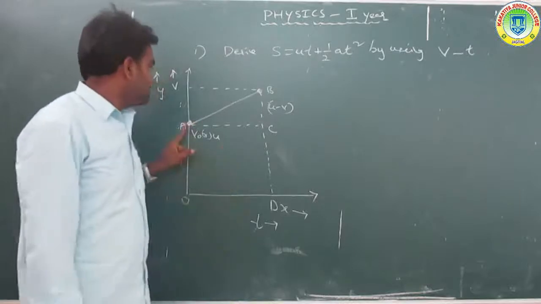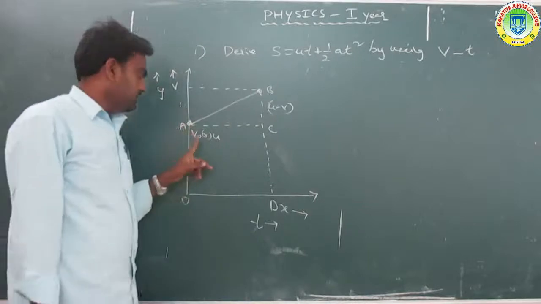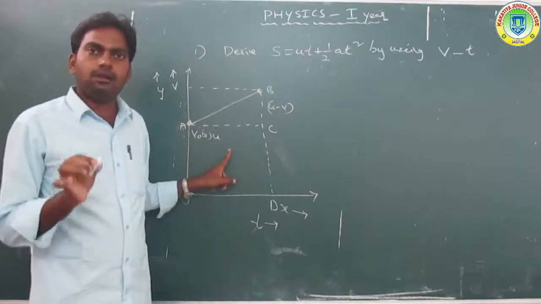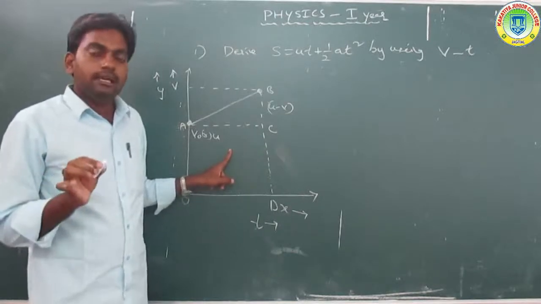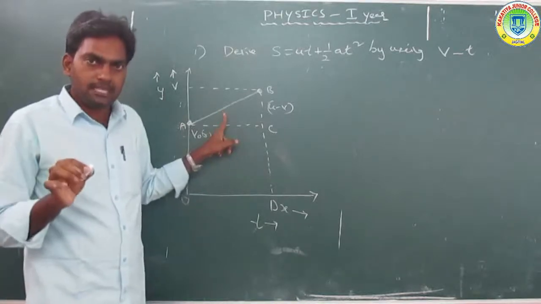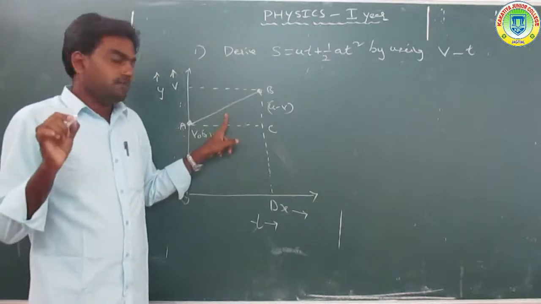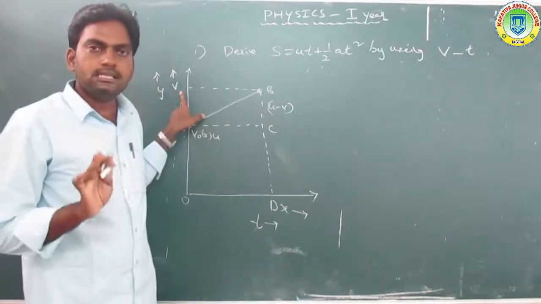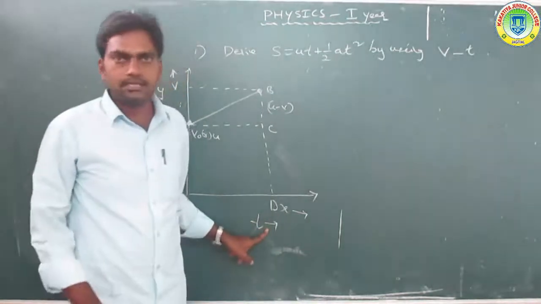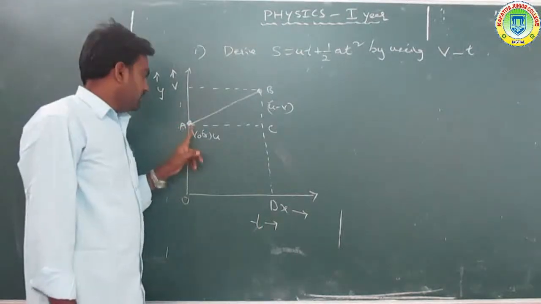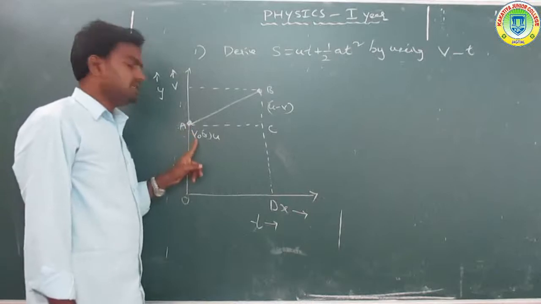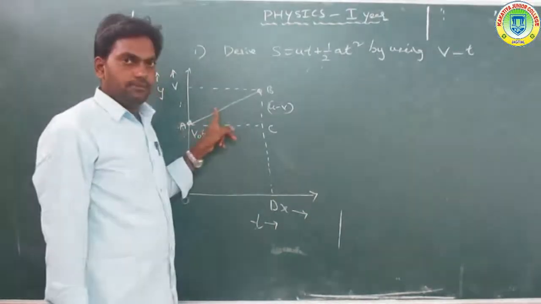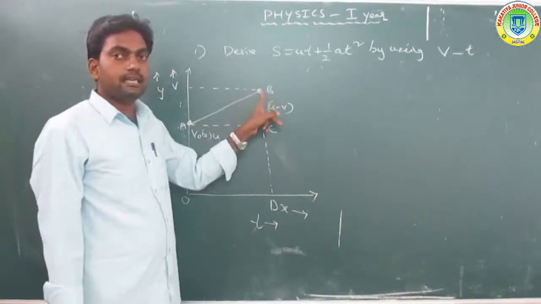The object is moving with initial velocity v naught or u, with uniform acceleration, to reach the final velocity v after t seconds. Once again, consider the body with initial velocity v naught or u, in uniform acceleration, to reach the final velocity v after t seconds.